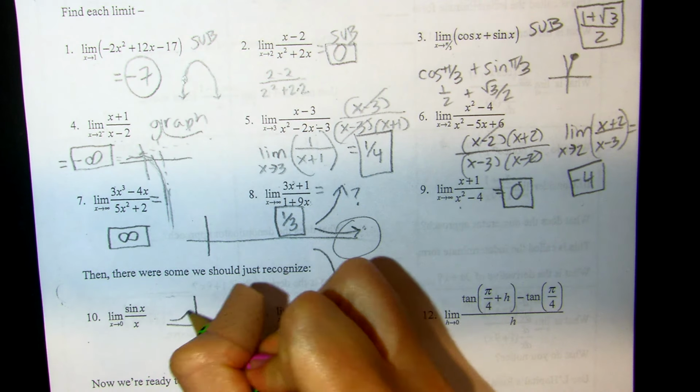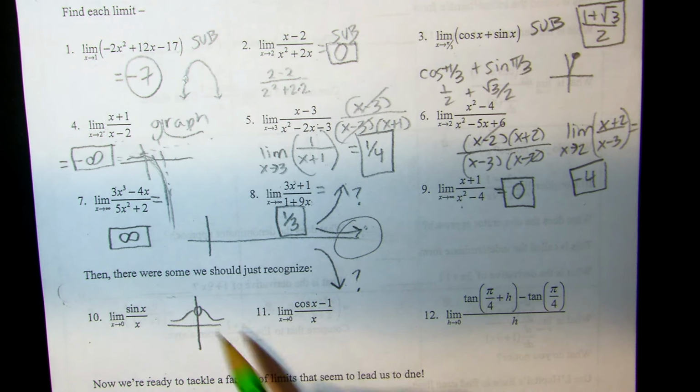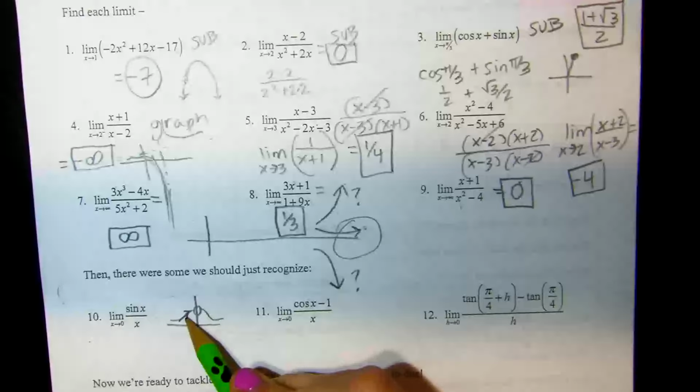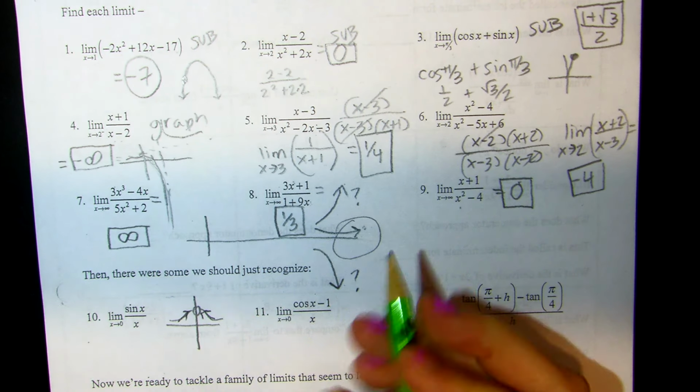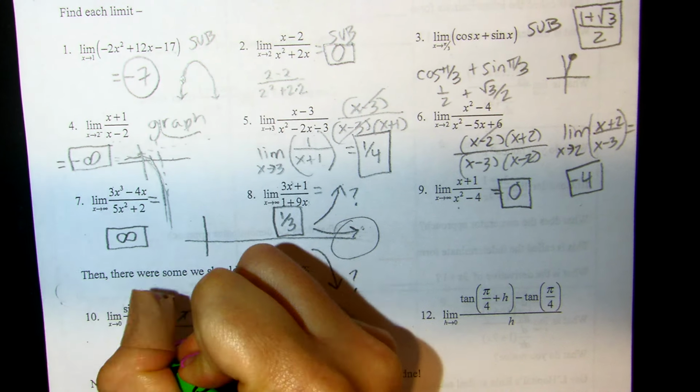I had you guys look in your graphing calculator, and this is what the picture looked like. And we said, all right, when x is getting closer and closer to 0, coming in from both sides, the y's are trending towards 1.